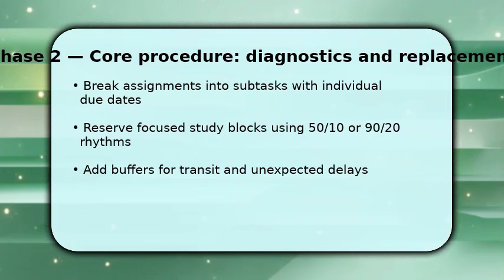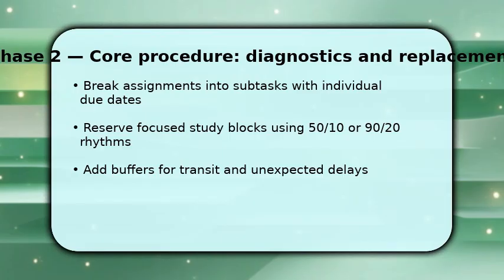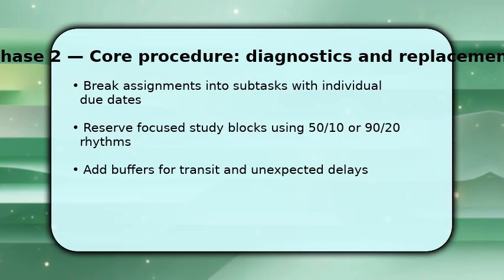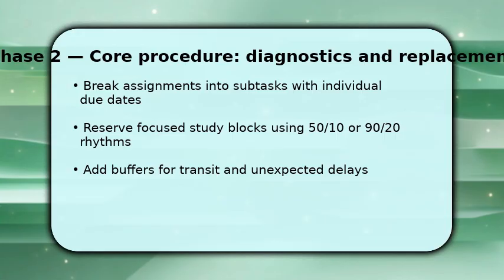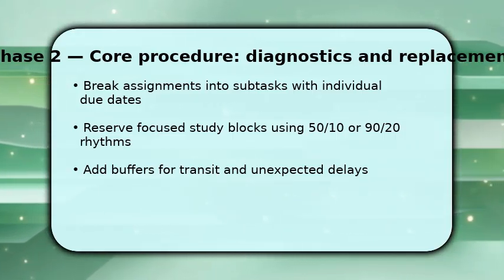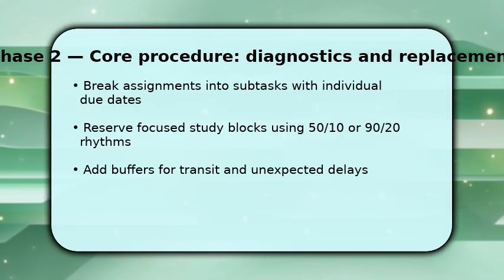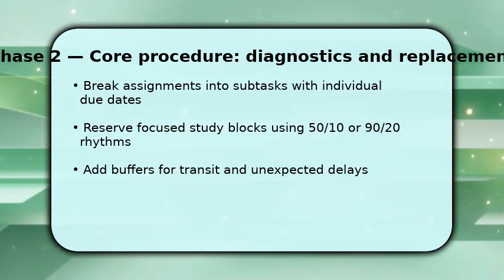Next, break assignments into discrete subtasks and put each subtask on the calendar with its own due date, because small steps beat vague intentions. Once subtasks are scheduled, block focus study time using methods like 50/10 or 90/20 so you get deep work windows. Make sure to add short transition buffers, 5 to 15 minutes, around classes and meetings to account for commuting or setup.